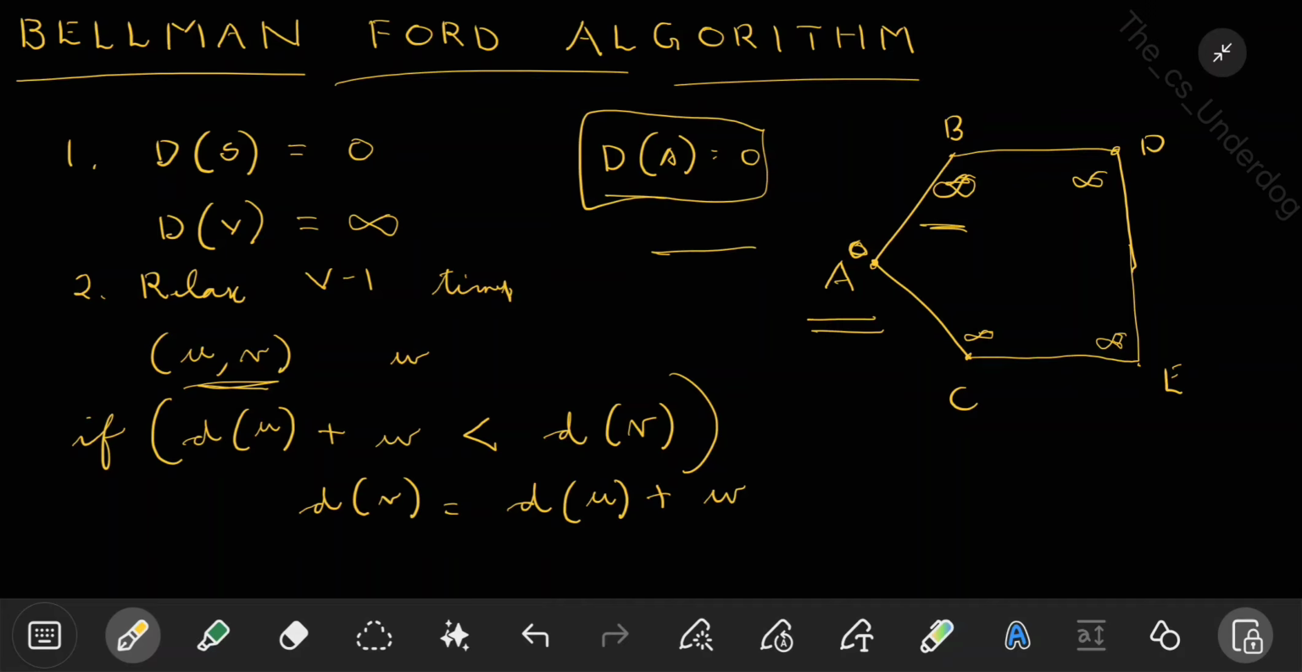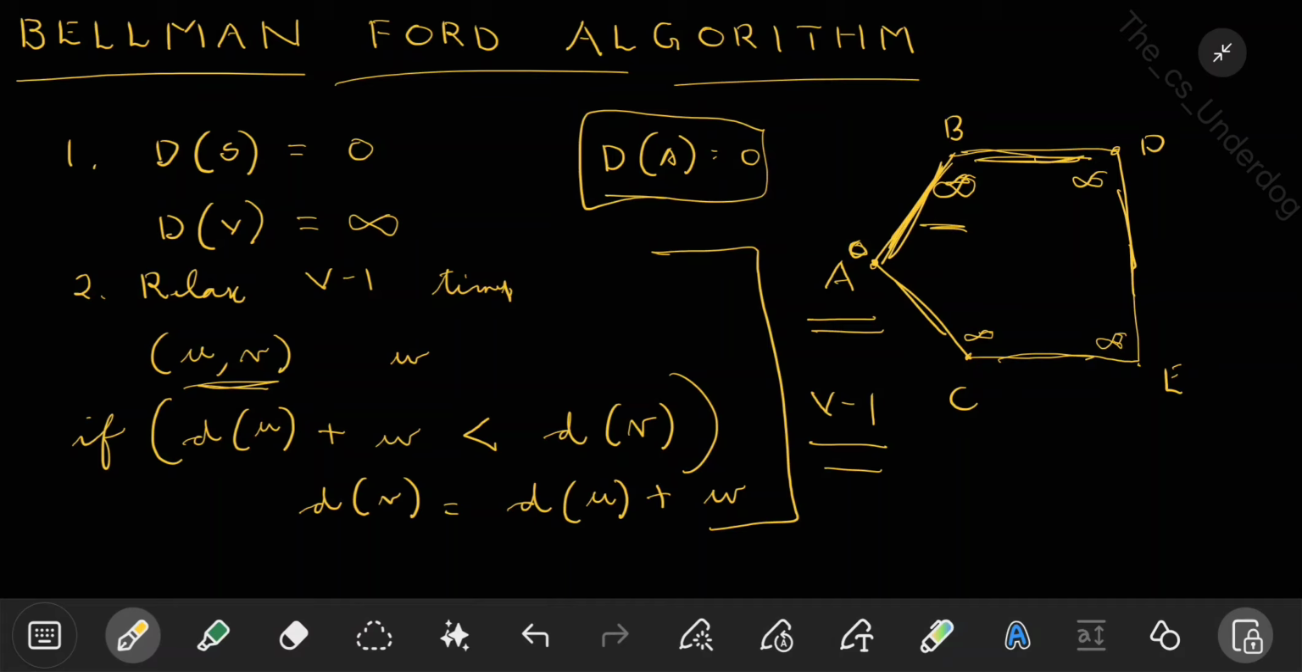I should repeat this relaxation V minus 1 times on each of the edges. When I say V minus 1 times on each of the edges, that doesn't mean pick one edge, relax V minus 1 times, then pick another edge V minus 1 times. No, you should relax each edge once, then relax each edge once again, and again, like this, repeat V minus 1 times. Okay.